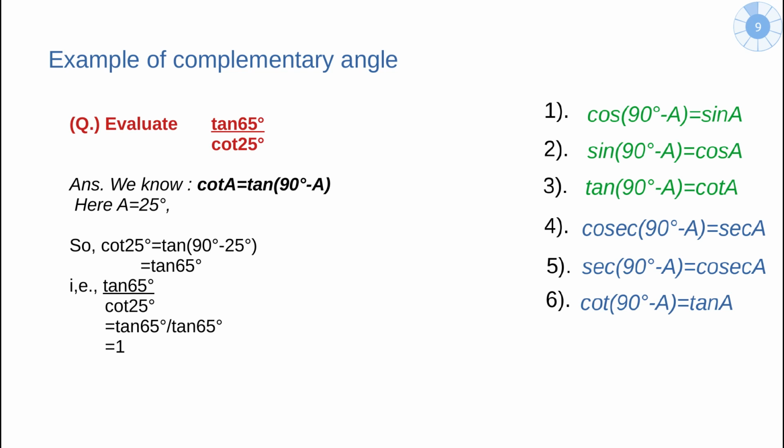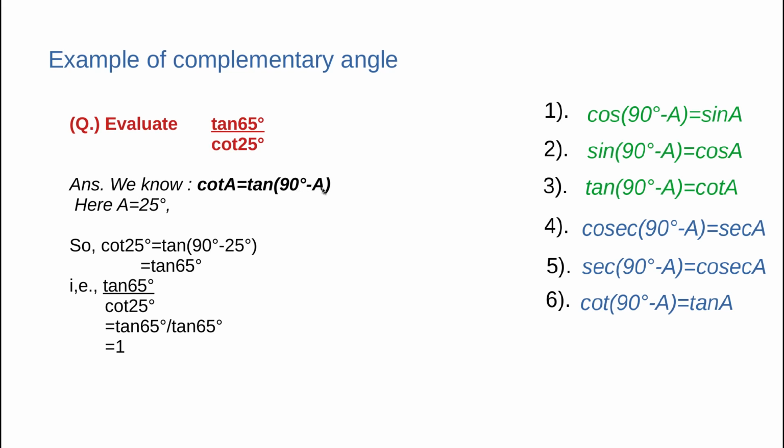And now we go to the example. Calculate tan 65 degrees by cot 25 degrees. Here I will take cot 25 degrees. We can write cot from this trigonometric identity. Here we know that tan(90° − A) equals cot A. So in cot A, the value of A is 25 degrees. So cot A equals tan(90° − A).